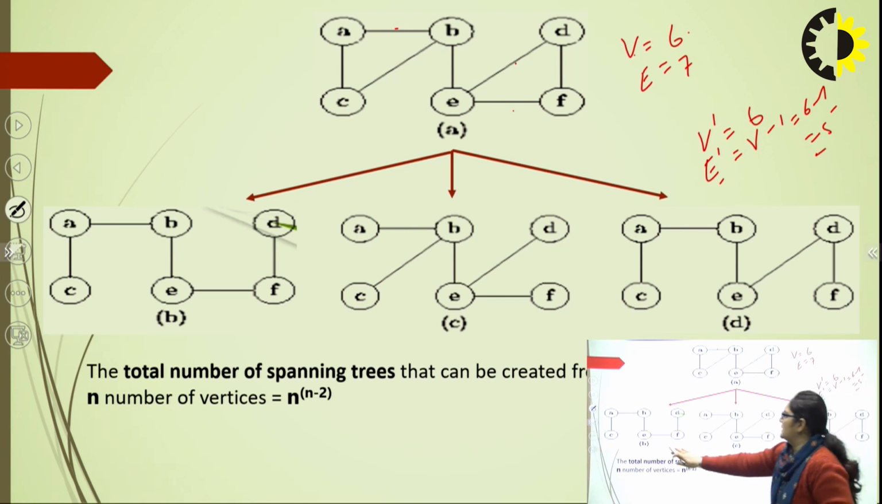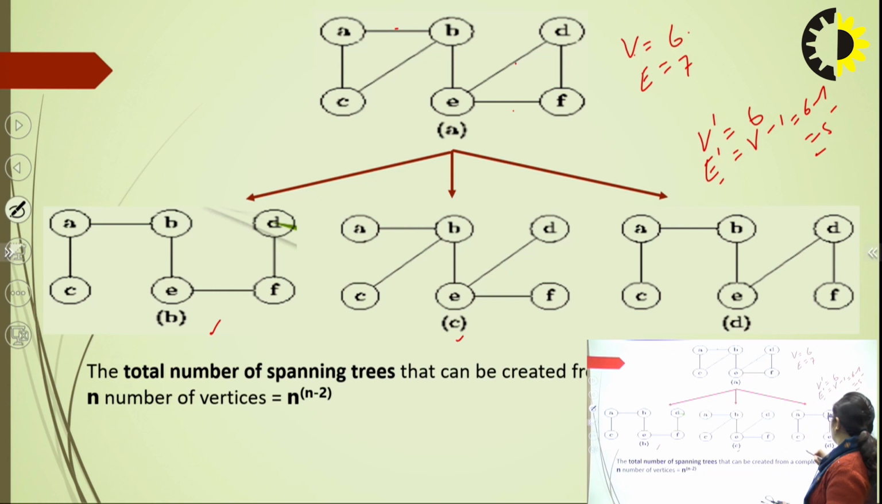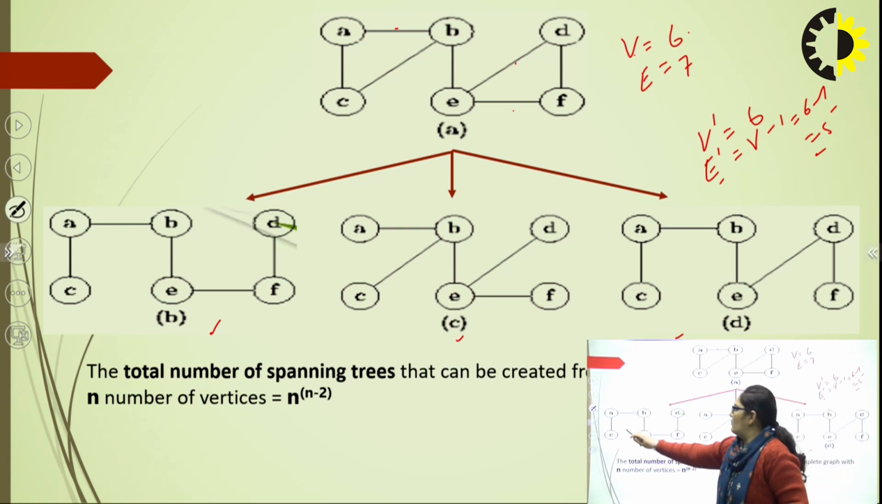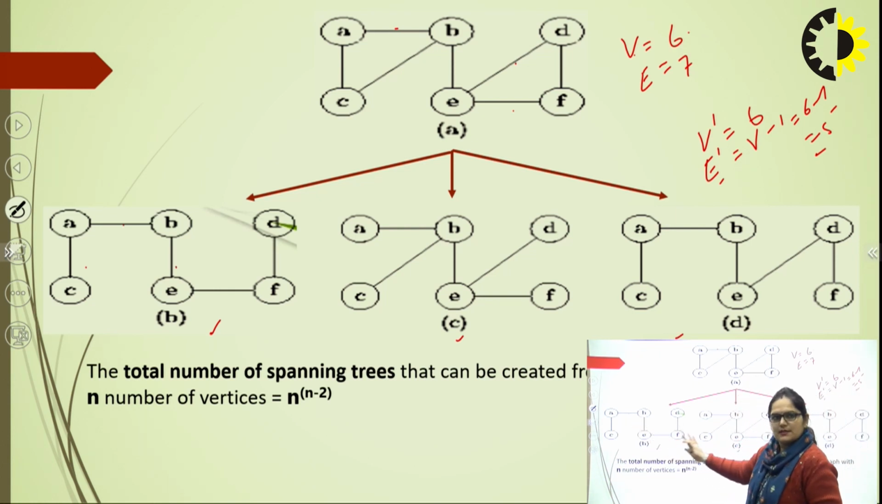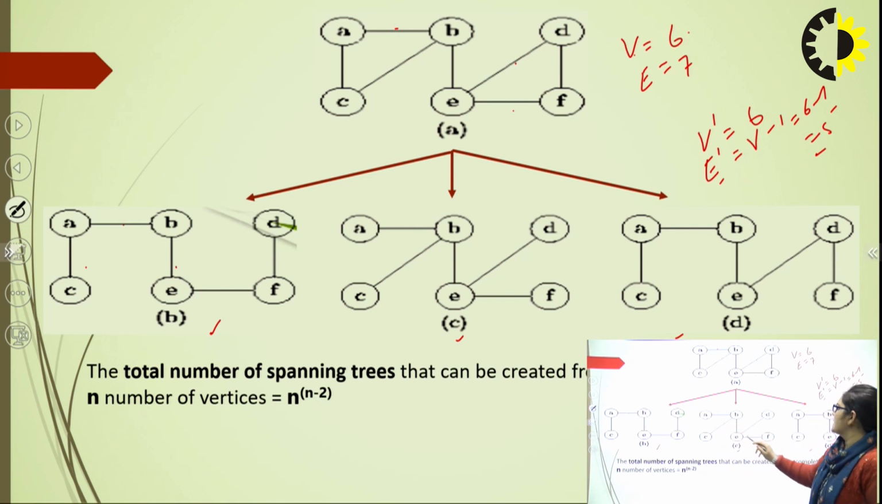As you can see in these spanning trees B, C and D, in this spanning tree we have 1, 2, 3, 4, 5 edges. Here you also have 5 edges. Here also you have 5 edges. But there is no cycle. Okay, there should be no cycle.